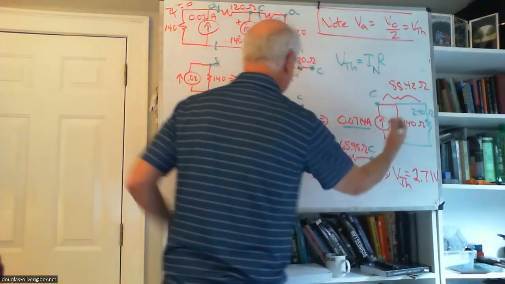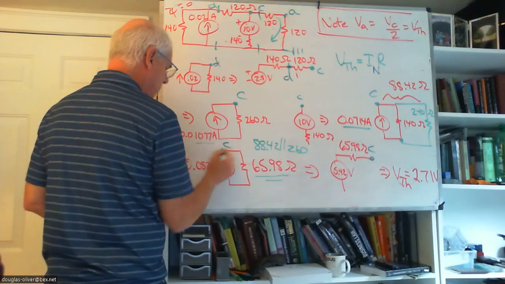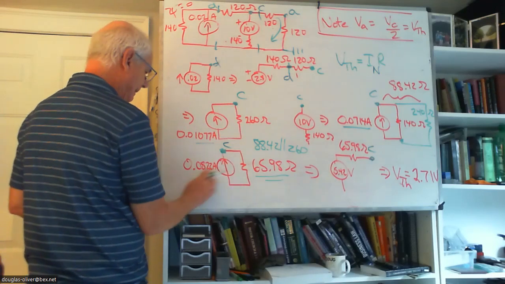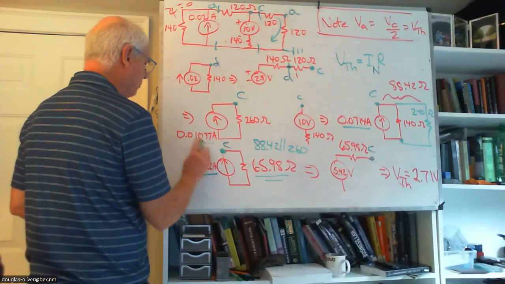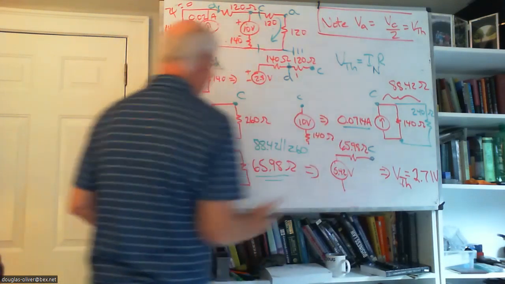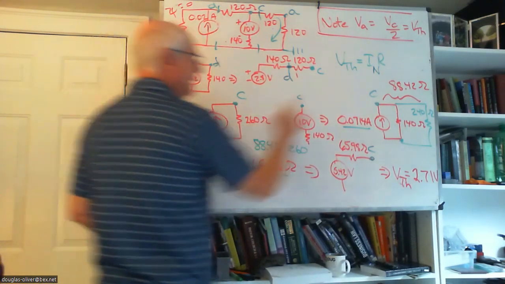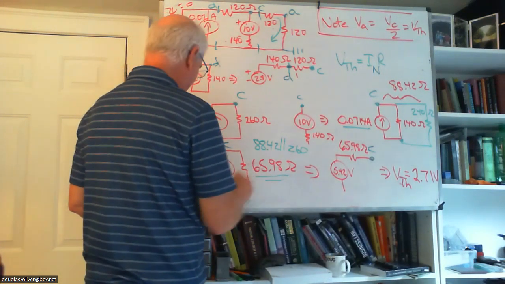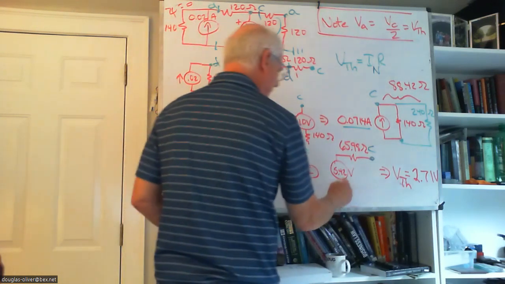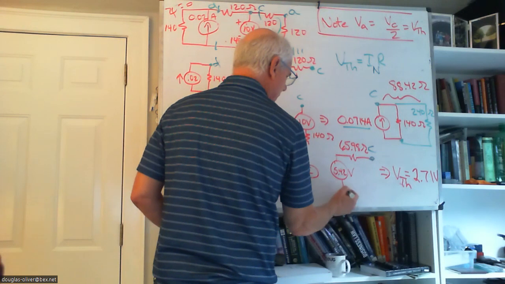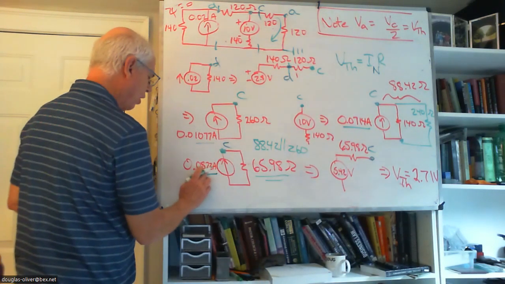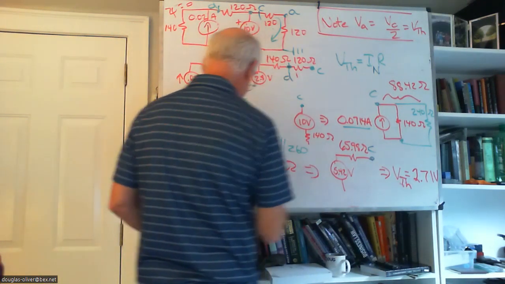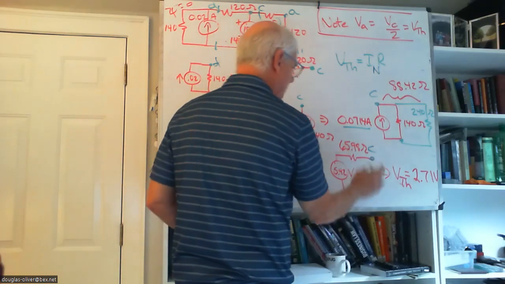And point C is up here. Let's see, here's point C. I just added those together. So point C is like there. Remember, this is the sum of these two. And this is 260 in parallel with 88.42 is almost 66. So let's get the Thevenin equivalent of that. This is going to be, let's see, 0.0822 times 66 is 5.42 volts, and that's 66 ohms.